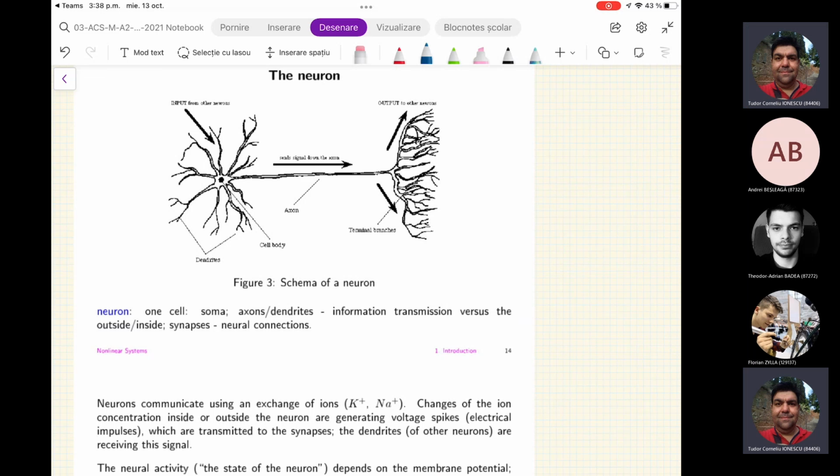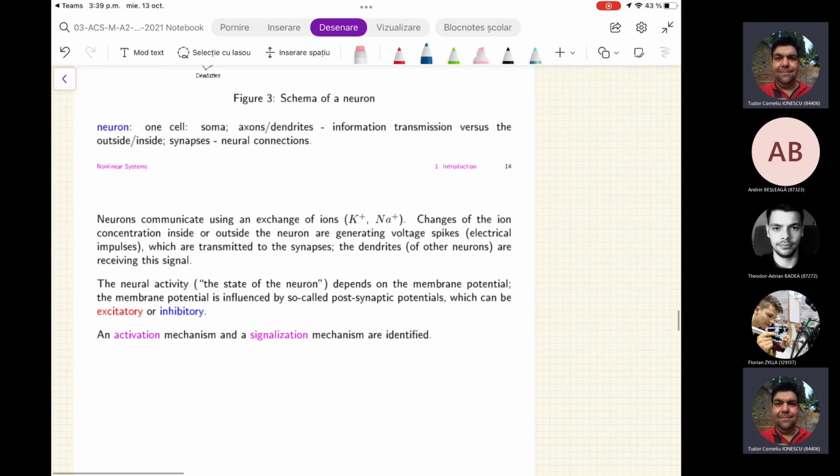So the neuron is actually one cell, the soma. You have axons and dendrites for the information transmission, and you have the synapses, which are neural connections. And the question is, how do neurons communicate with each other? What's actually going on, and how can we describe this process and write a physical and/or mathematical model?